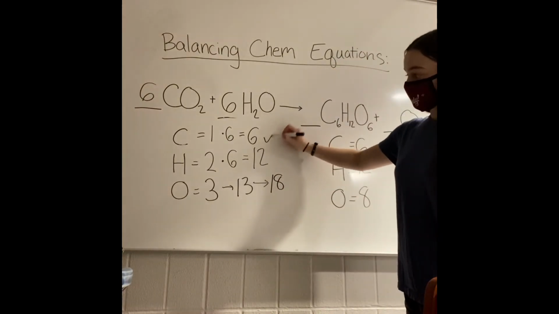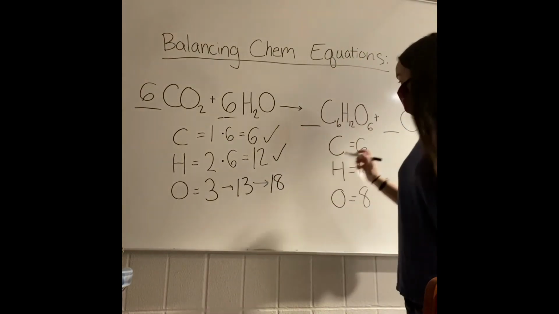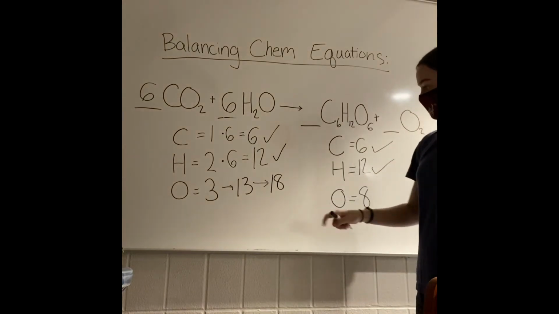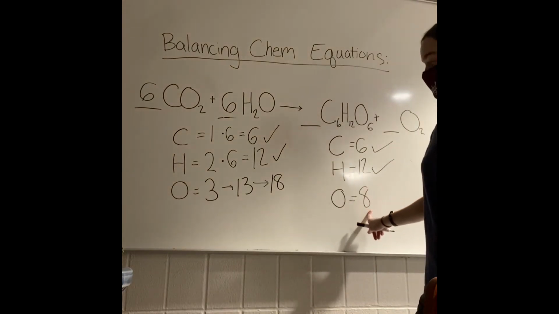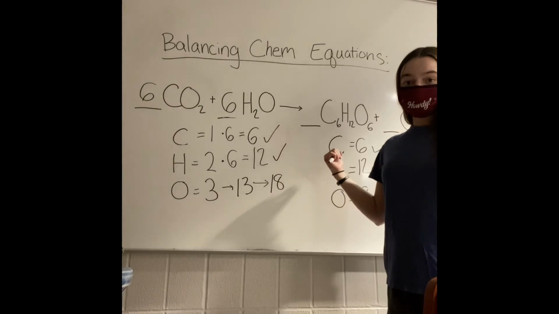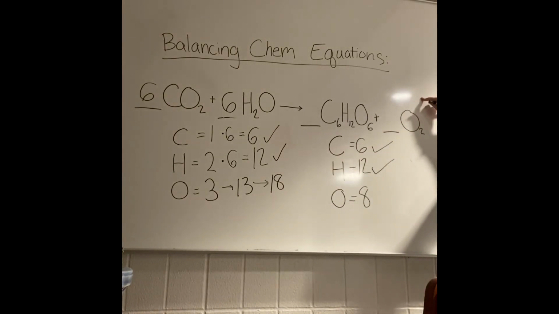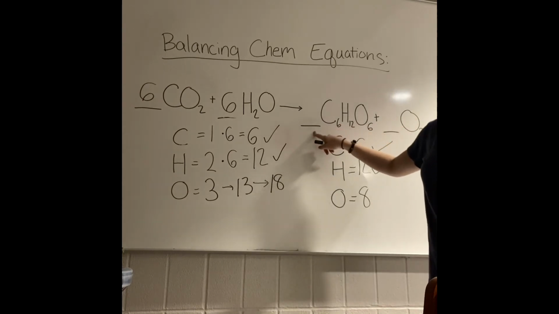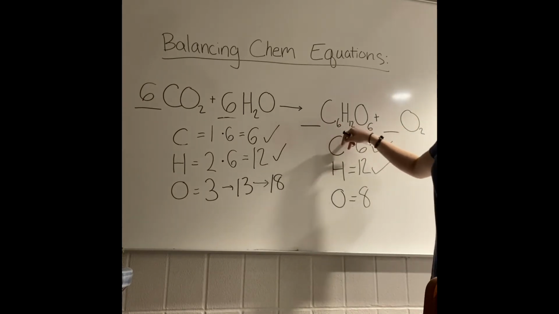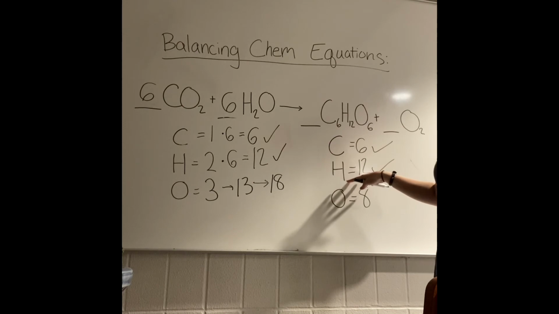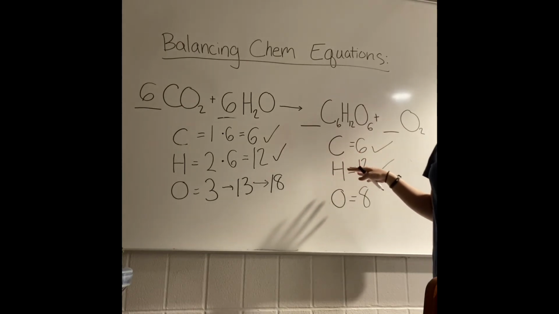So right now we have carbon and hydrogen balanced on both sides. We just need to balance the oxygens. So on this side, we're going to change this lone oxygen, because if we added a number here, then it would change the C's and H's, and we don't want to mess those up because we got those balanced already.